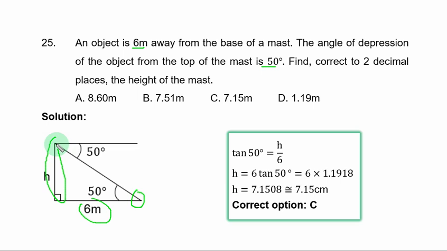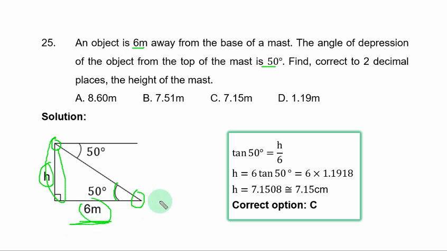Now the angle of depression is from the top of the mast. This is the eye level. If you are looking down, the angle formed is the angle of depression. To get the height, you need the angle of elevation. An angle of elevation is always equal to the angle of depression, alternate angles. So for that, to get the height, you consider opposite and adjacent.